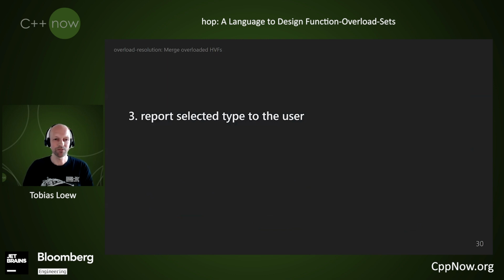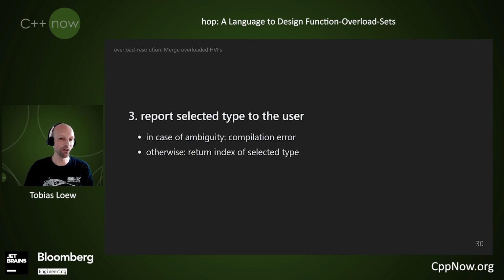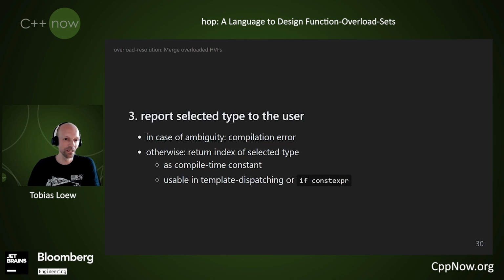Okay, finally, we have to report a selected type to the user, and in case of ambiguity, return an error, or otherwise we return the index of the selected type, which is of course a compile time constant, which we can thereafter use in template dispatching or in if constexpr.